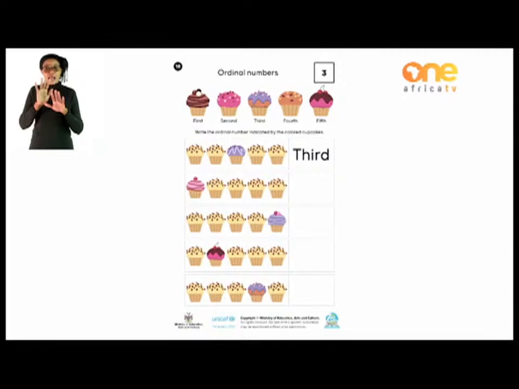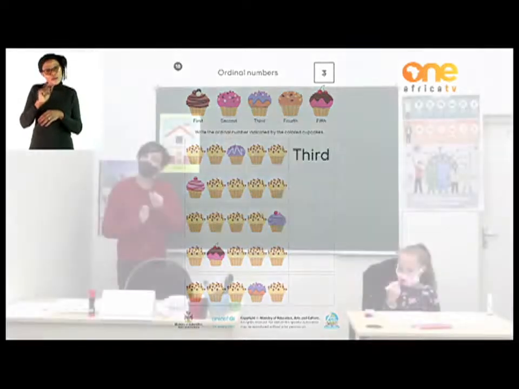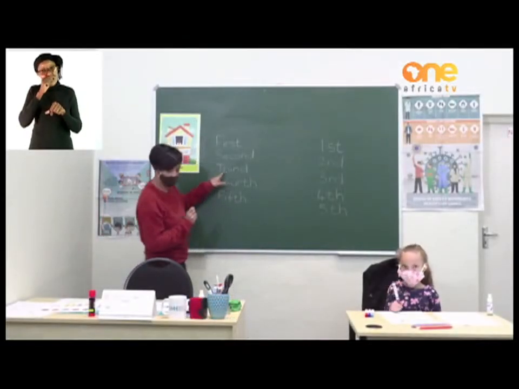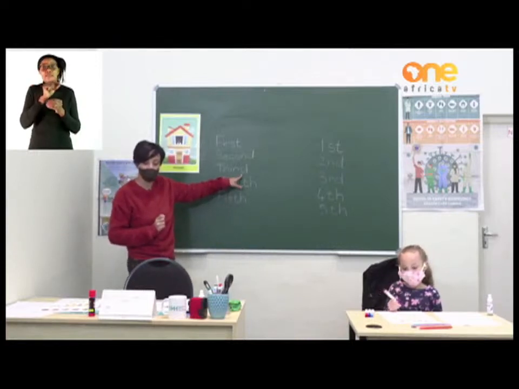So what must we do there? We have five cupcakes in that row. We have two cream ones, one blue one, and two cream ones again. Now, at which position, at which place is the blue one standing? Is it first, second, third, fourth, or fifth? It is third. So we will write in the word, not the number, but the word third, there in the block.